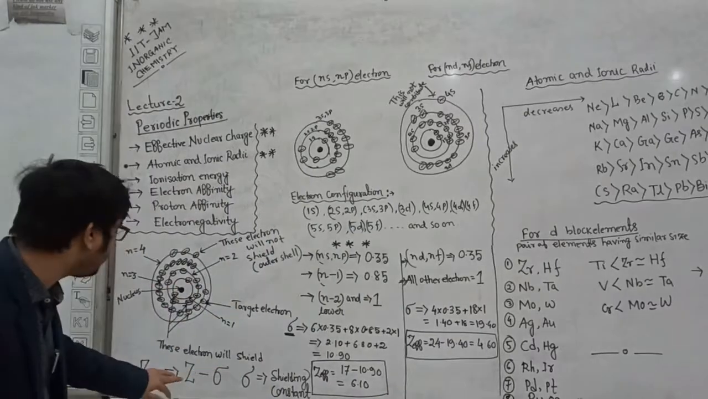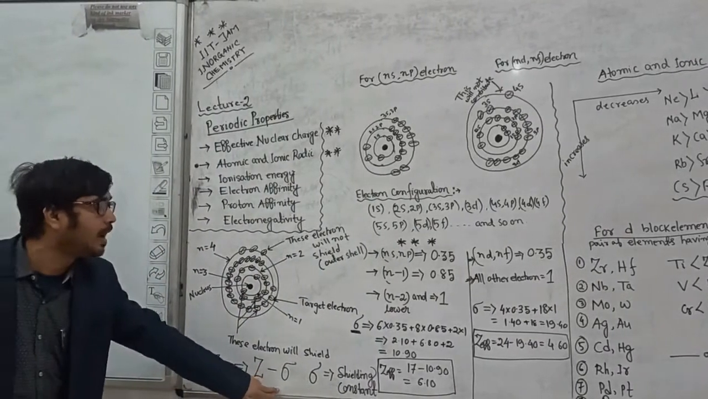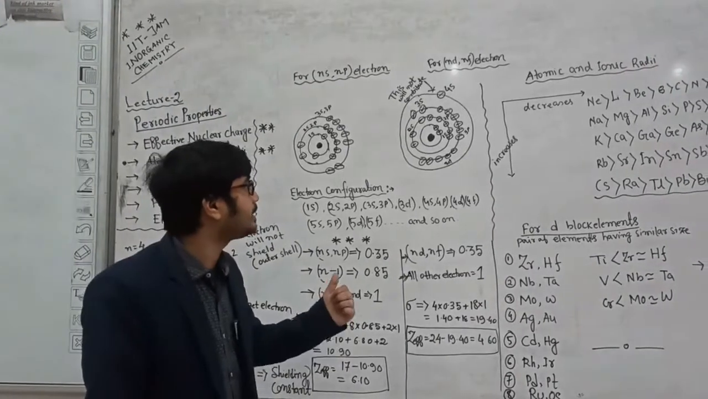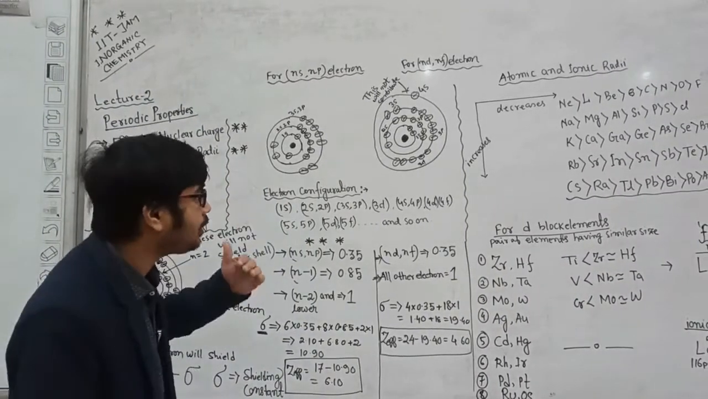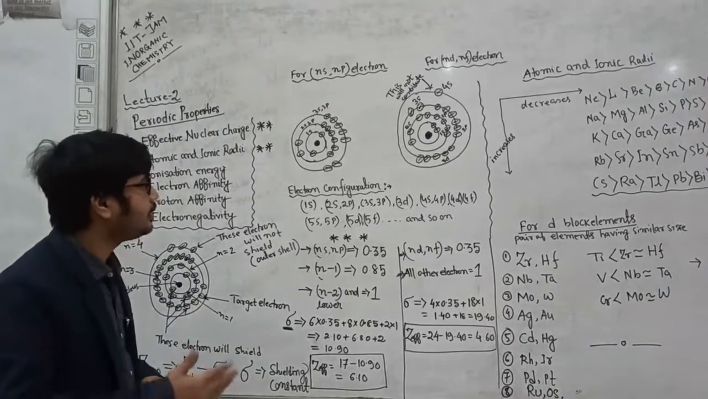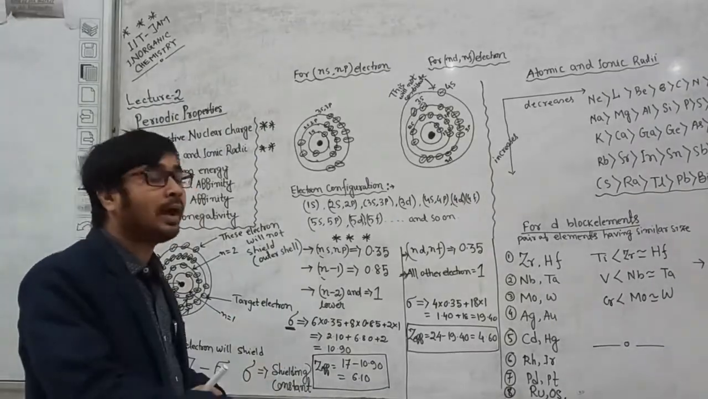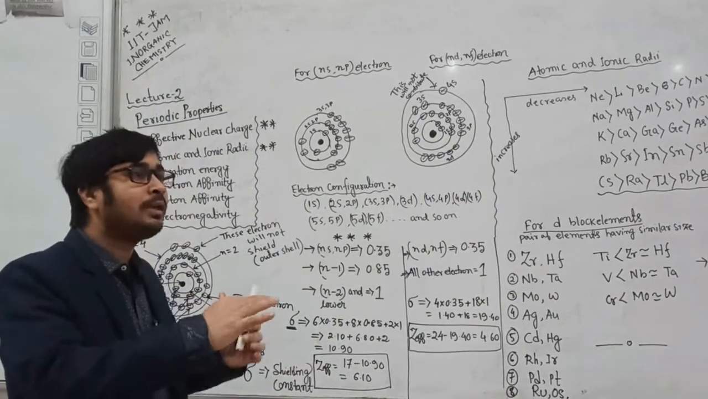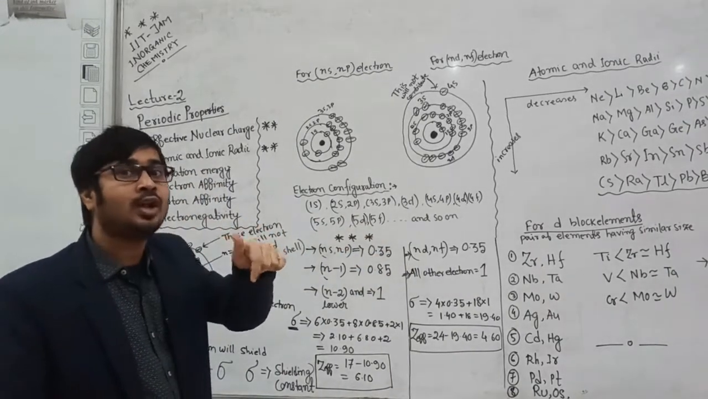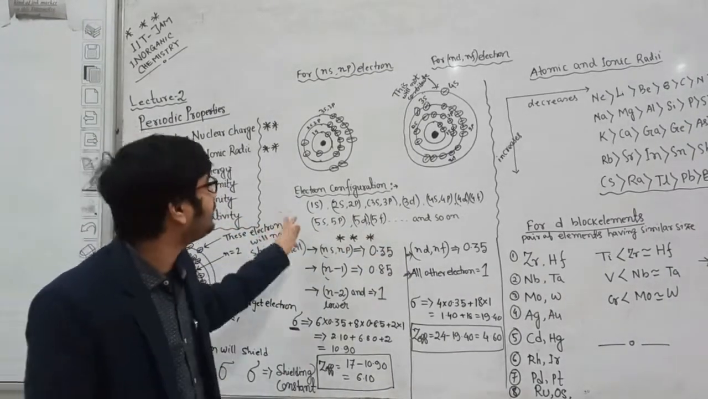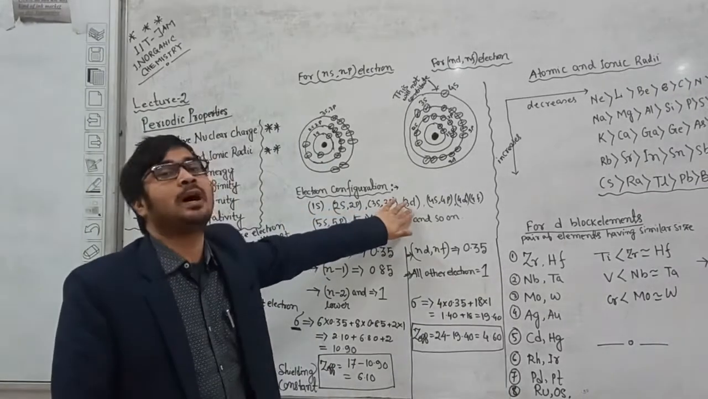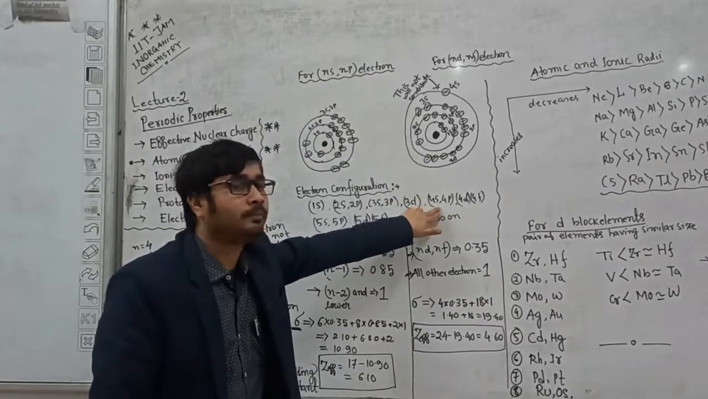And then you need to apply this formula, Z effective equals Z minus sigma, and you will get the Z effective value. Now let us take an example of chromium. The electronic configuration of chromium is 1s2, 2s2, 2p6, 3s2, 3p6, 3d5, 4s1. Now if you want to apply Slater rules, we have to write the electronic configuration not by the above principle but this way. That means 1s, 2s, 2p, 3s, 3p, 3d will come first and 4s will come later.